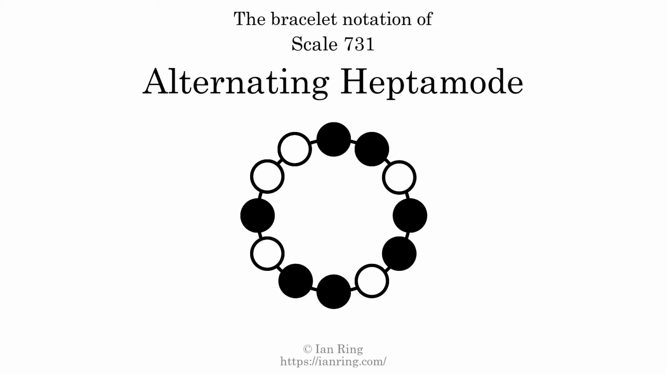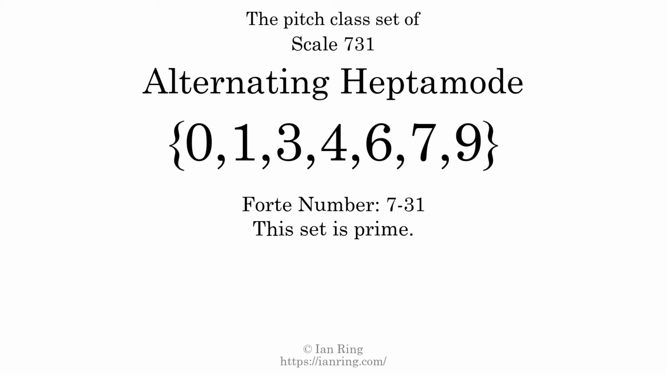This is a bracelet notation diagram of scale 731. The shaded circles represent tones that appear in the scale, and they are read clockwise, starting at the top. The pitch class set for this scale is 0, 1, 3, 4, 6, 7, 9. The fourth class is 731.